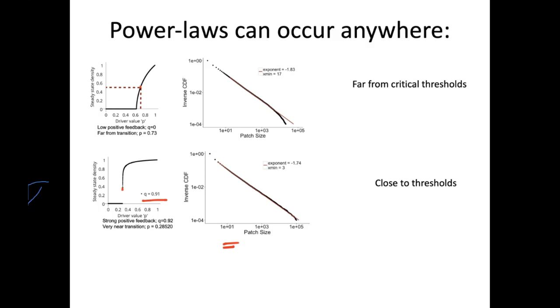For example, I'm finding the same power law distribution. Of course, the exponents are different, only marginally. And yet, in this case, the system is really far from the threshold, right? However, in this case, the system is quite close to threshold. So one can find the same cluster size distributions irrespective of how far or how close you are to the threshold of the ecosystem. And what really matters is the positive feedback. So positive feedback is important. Mechanisms are important.